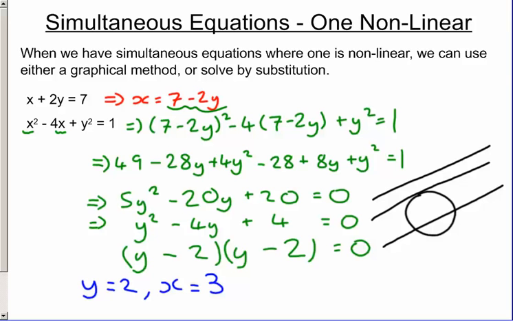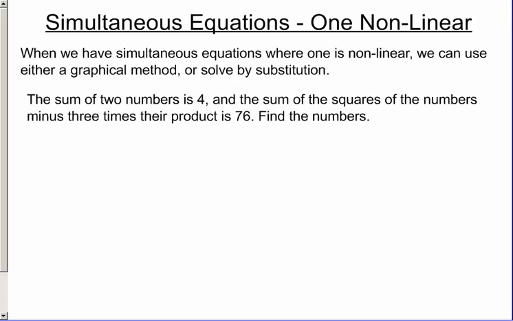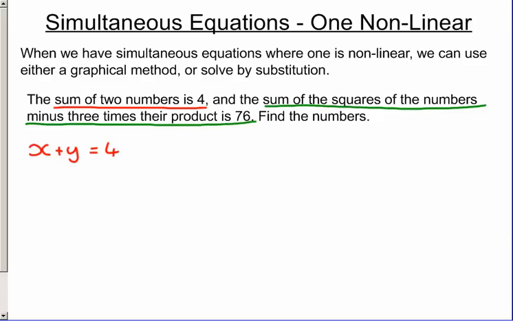In this third example, we're given a question in words, so we need to identify the important things. We have the sum of the two numbers is 4, so x plus y is equal to 4. The second thing we know is the sum of the squares of the numbers minus 3 times their product is 76. So we need to add the squares together, so that is x squared plus y squared minus 3 times their product. Remember, product means multiplying them together, and we know that is equal to 76.